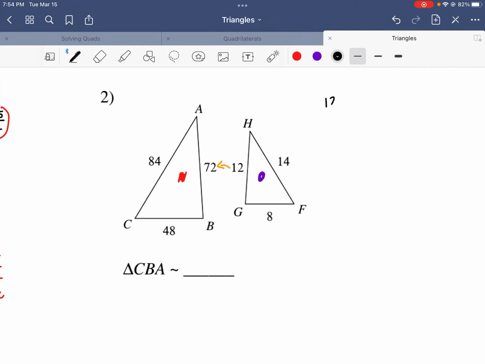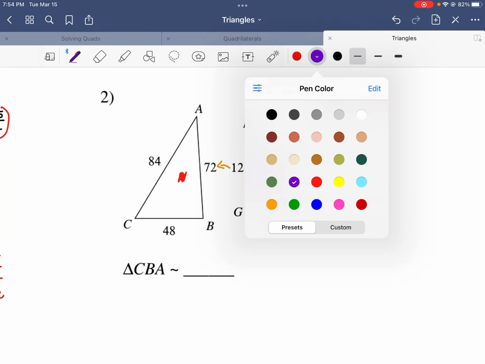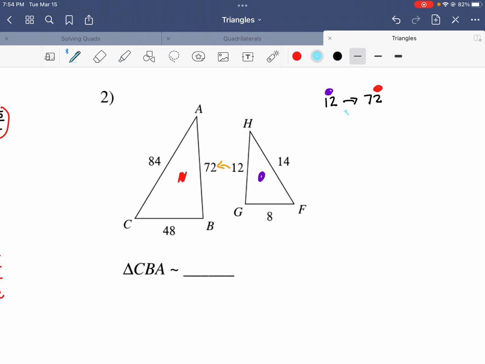So somehow I went from 12, which is my purple triangle, to 72, which is my red triangle. Now, luckily, this is a pretty number because I know 12 times 6 is 72. So it looks like the scale factor should be 6. That means if this is a similar triangle, if I check all the sides of my purple and multiply them by 6, I should get the sides of my red triangle.